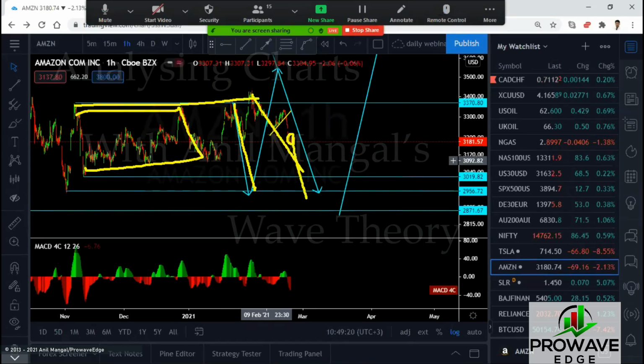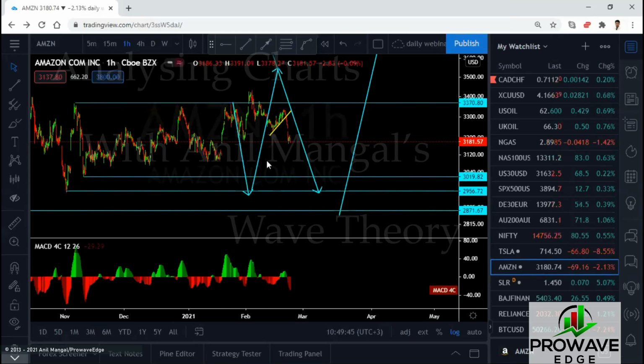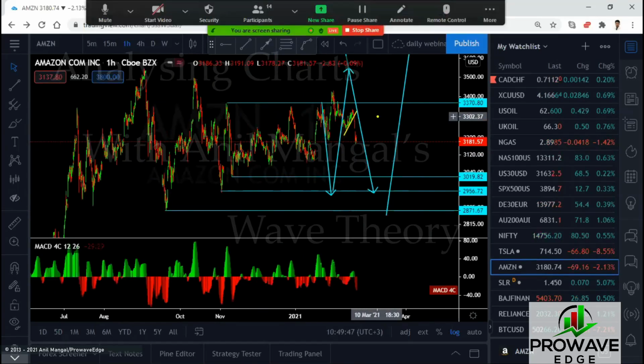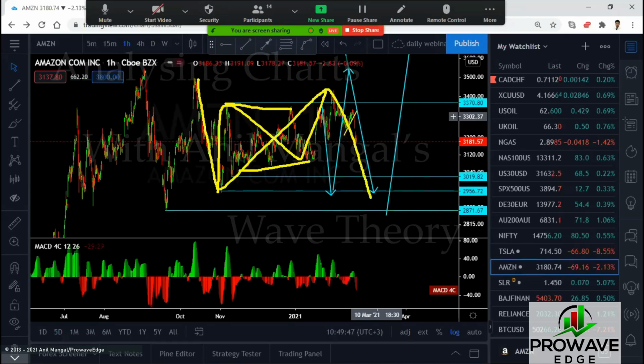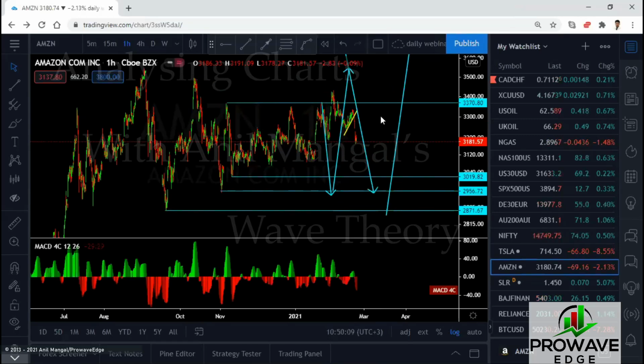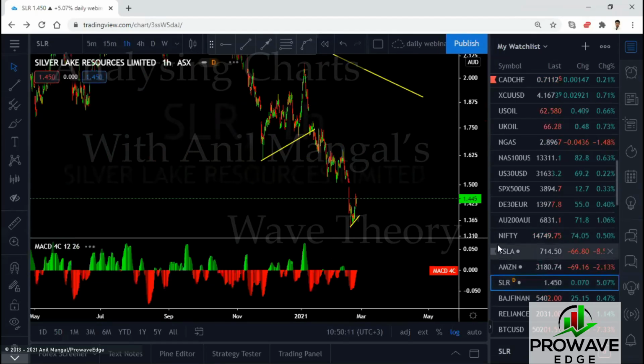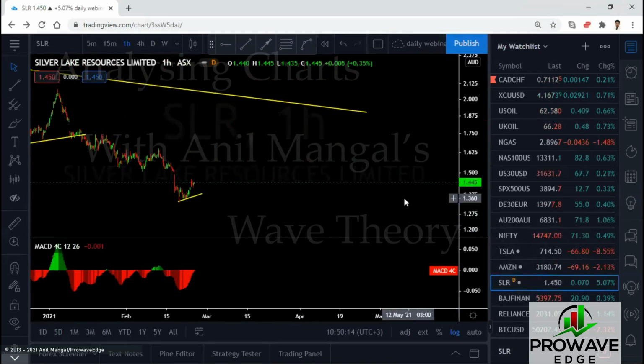You're getting a sell setup here again. If we break this low and break this low and then go to this low, so if we break through those three, then we will assume that the pattern is completing itself. We will go for this one. We will go for 1, 2, 3. So there's a sell setup there and then upside. SLR. It's consolidating. You're going to get more sells.